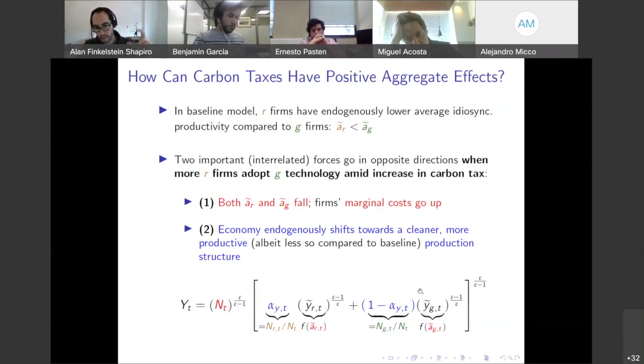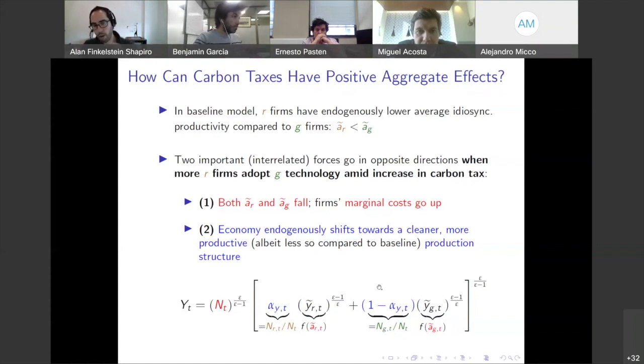Both of these at the individual level end up falling because of the carbon tax, and that has to do with the reduction in average idiosyncratic productivity in each category. What really ends up happening here is that you're shifting the weight that you put on average output for regular firms into basically the average output of green firms, i.e. the alpha Y ends up falling and the 1 minus alpha Y ends up increasing. And that's what we mean by this endogenous production structure, right?